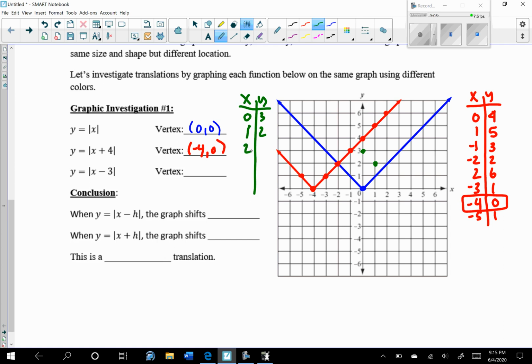If I plug in 2, 2 minus 3, negative 2 minus 3 is negative 1. The absolute value of that is 1. If I plug in 3, 3 minus 3 is 0. The absolute value of that is 0. If I plug in negative 1 minus 3 would give me negative 4. The absolute value of that is 4.